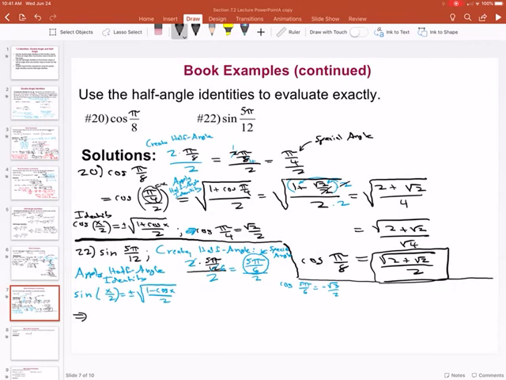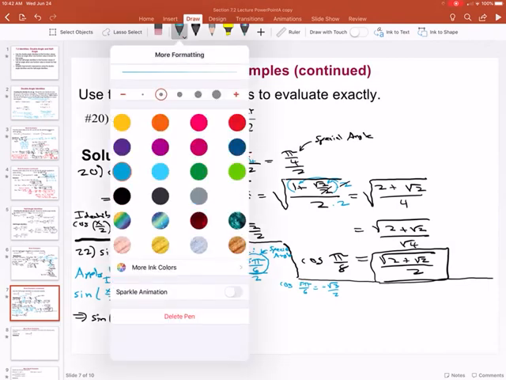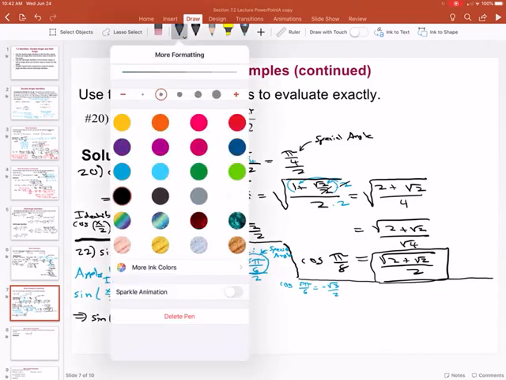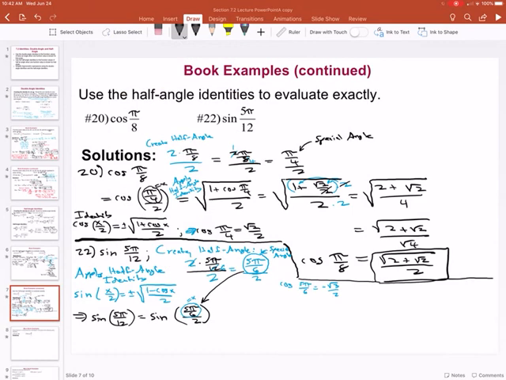All right, so that implies the sine of 5 pi over 12 is equal to the sine of 5 pi over 6 divided by 2. So again, here's my x, so to speak, in the half angle identity. There's the x part. So applying the identity, what do we get?